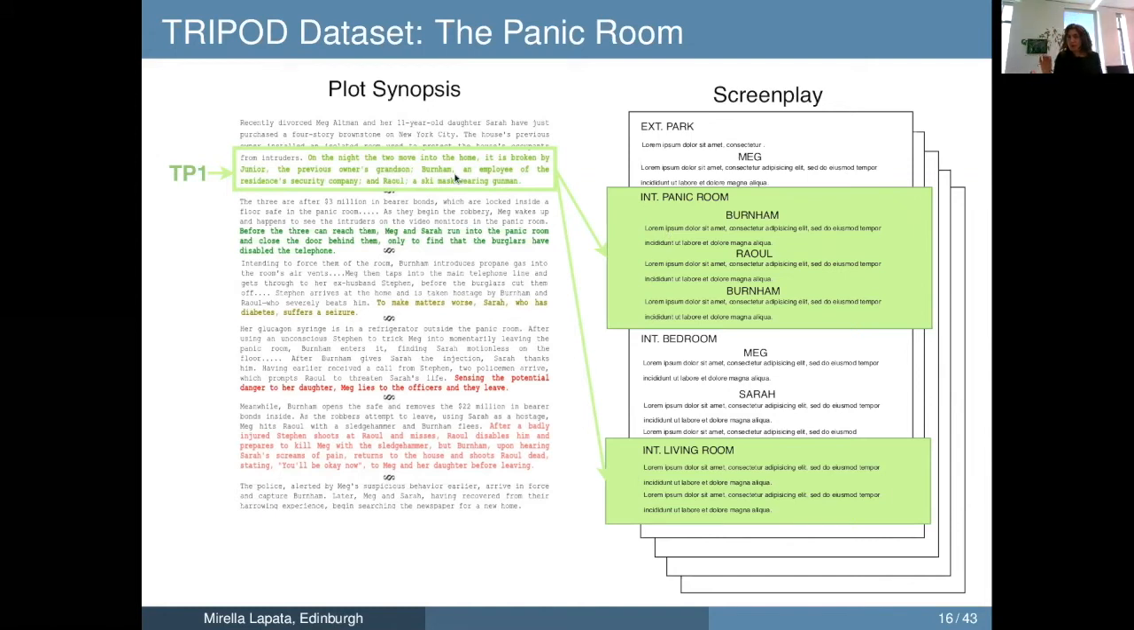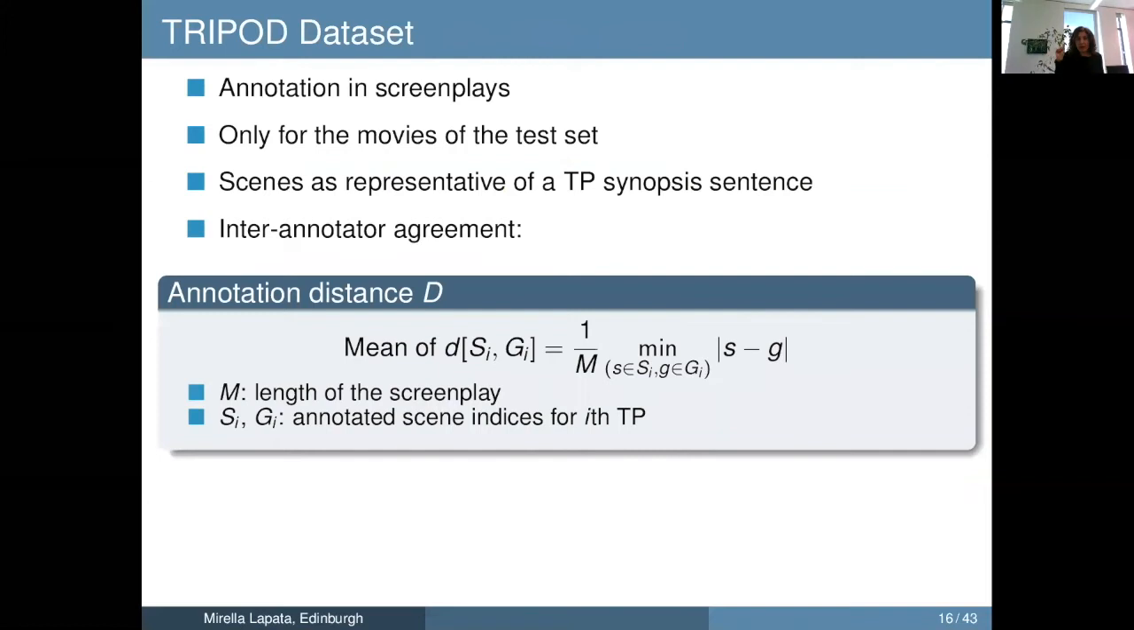It's important to note also that it's a one-to-many mapping, so there can be several scenes that correspond to this one sentence, which is reasonable because you're trying to compact an entire movie into one sentence. There can be many scenes that talk about this turning point that changed the course of the narrative. I'll mention one more thing about agreement, because we're going to use these agreements to also evaluate what the model is doing. Now we don't have sentences, we have scenes.